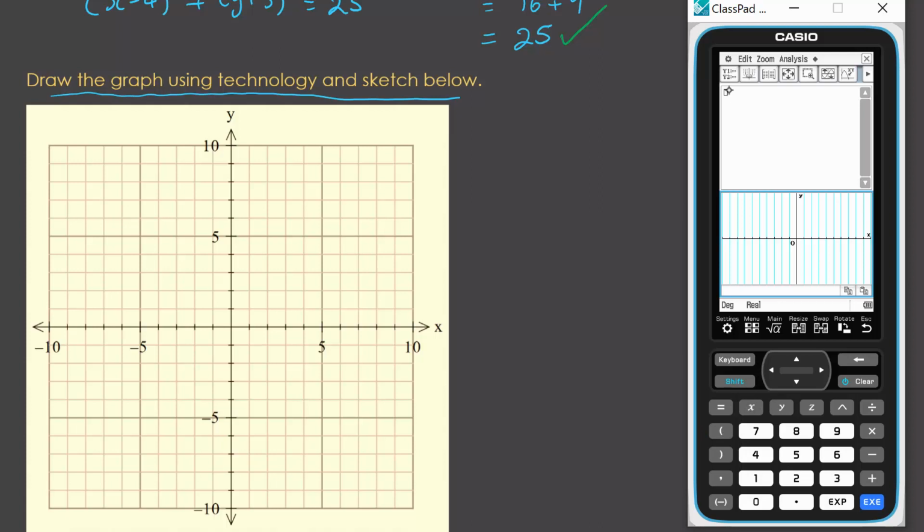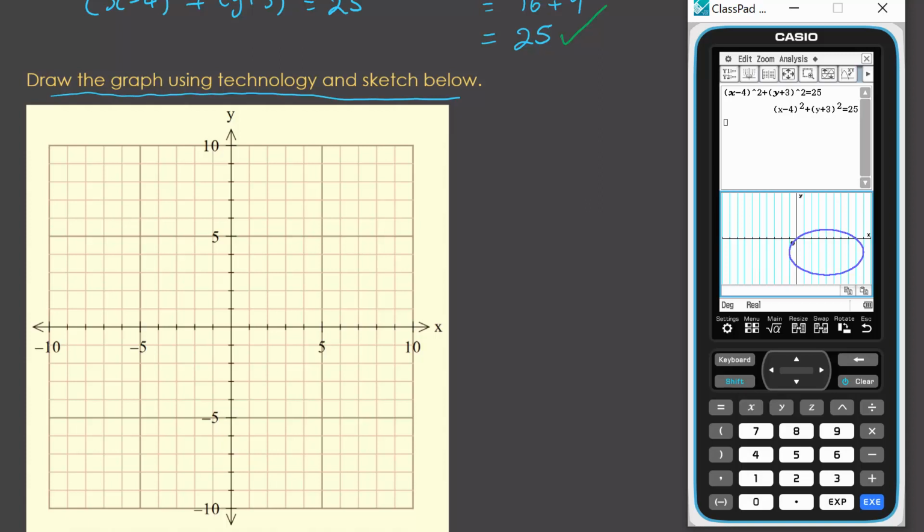I'm going to put in (x - 4) squared add (y + 3) squared equals 25. Press execute, and now I'm going to select all of that and just drag it into this graph window, and it draws it.